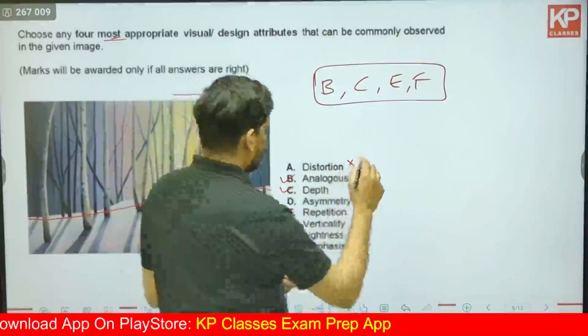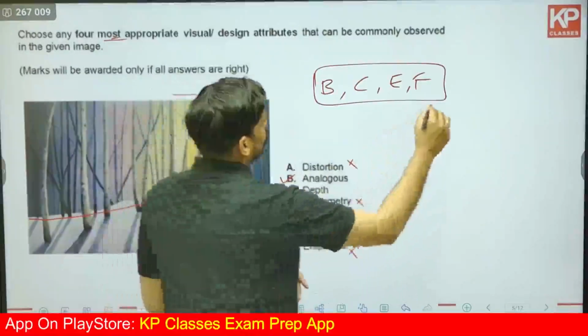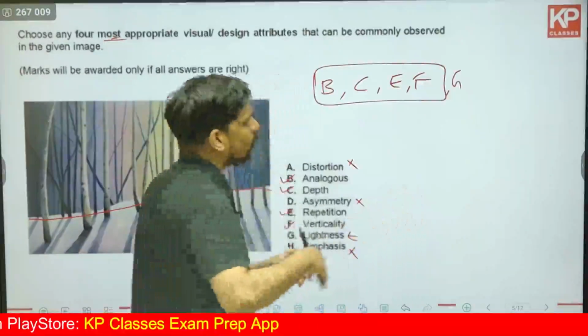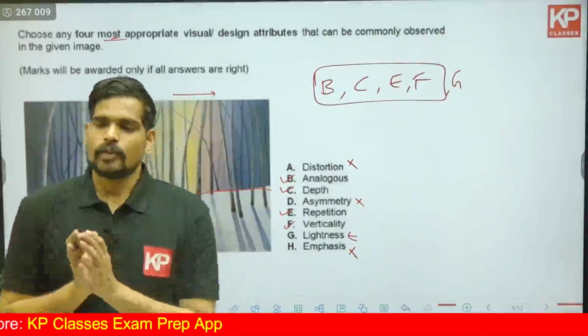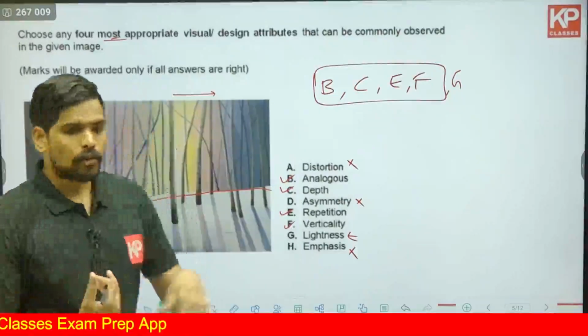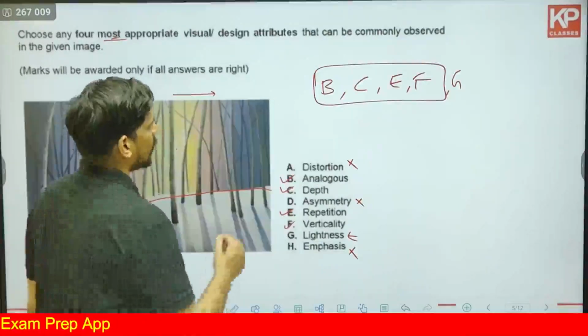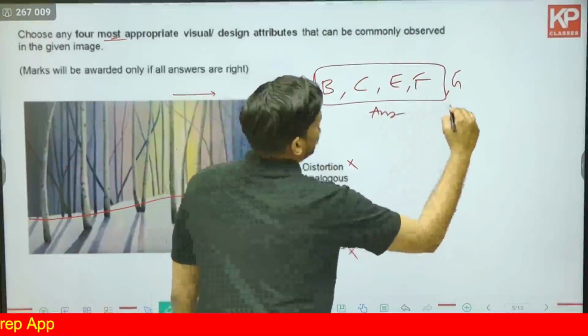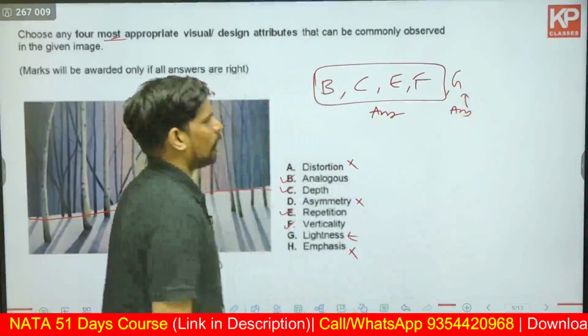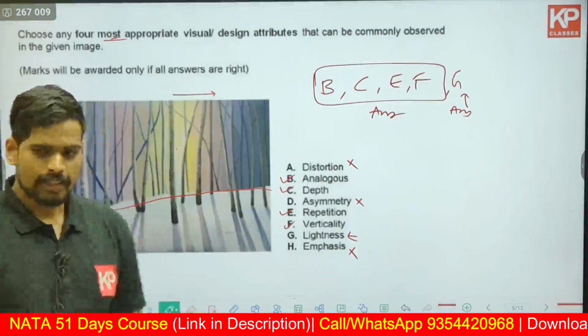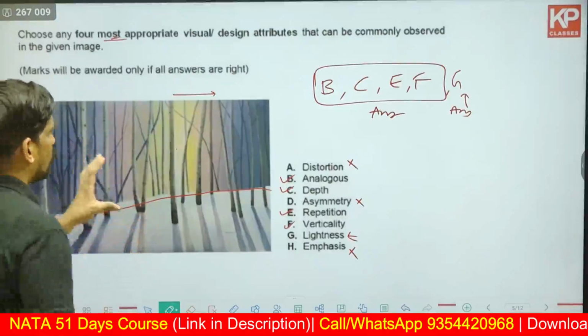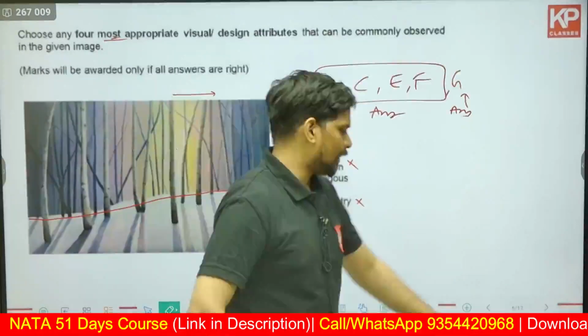But marks were given in the official answer key. G also was included. So any four, you need not write G as well. Students who have selected any four options from these five were given marks. So this is the correct answer, but the answer key also included G, that is lightness. So that's the answer for this composition based question asked in past NATA.